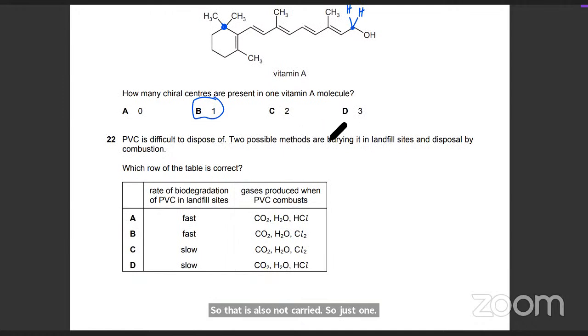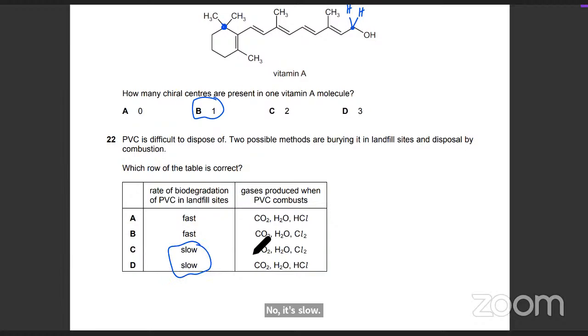PVC is difficult to dispose of. Two possible methods are burying it in landfill sites and disposal by combustion. Which row of the table is correct? Rate of biodegradation: is it biodegradable or not? PVC, no, it's slow. It's going to take 500 years for it to decompose.